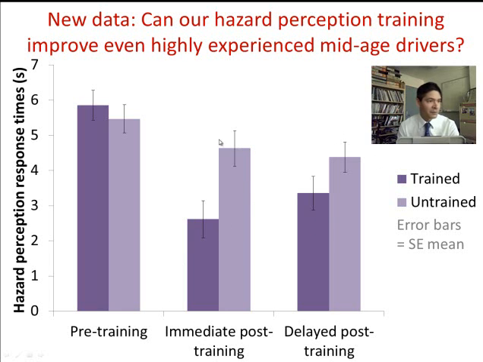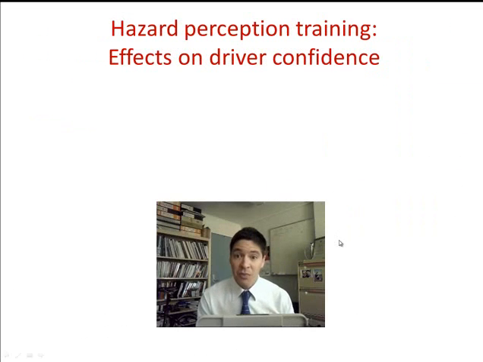So this difference here is significant, and this difference here is significant, whether or not we control for pre-training and also controlling for things like simple reaction time. And notice that there's actually no significant difference between this training effect here and this training effect here, although it looks like there's a bit of a decay there. That's actually not significant. So that looks promising, in that we do seem to be able to improve at least the hazard perception test scores of even highly experienced mid-age drivers.